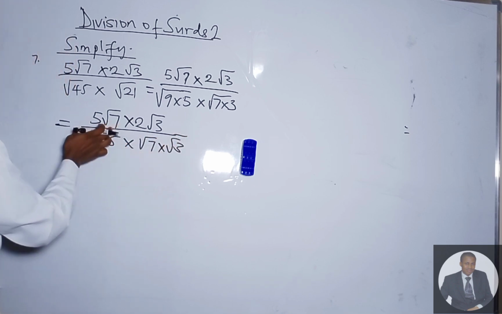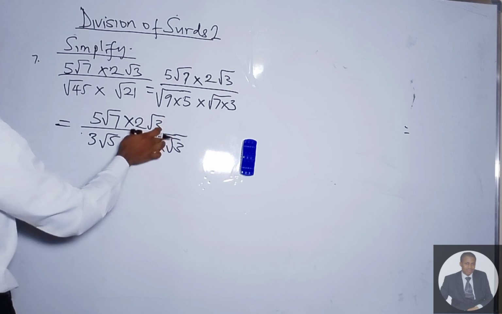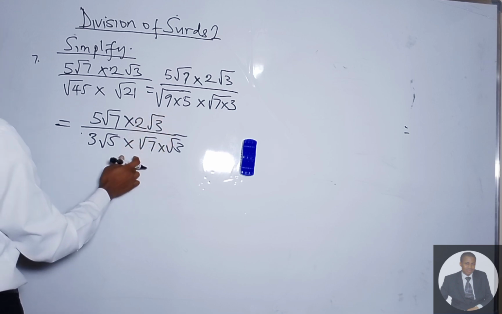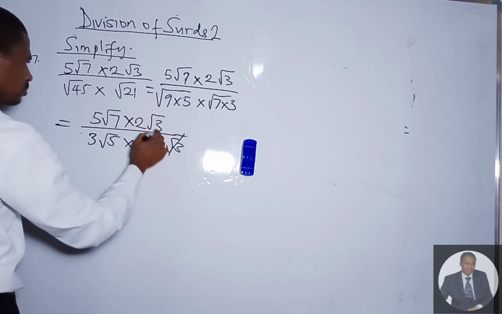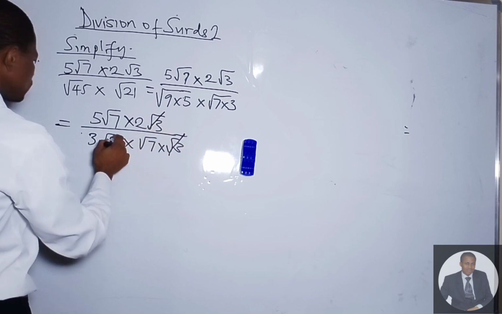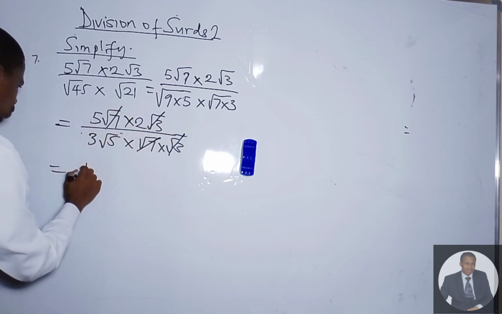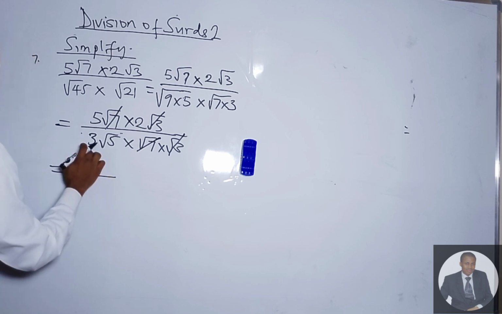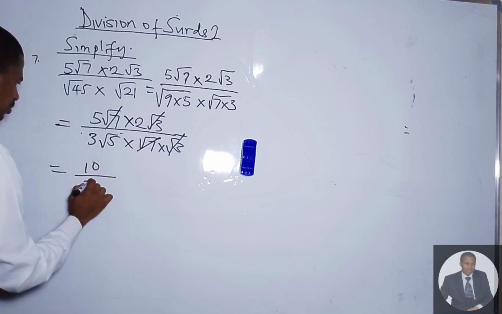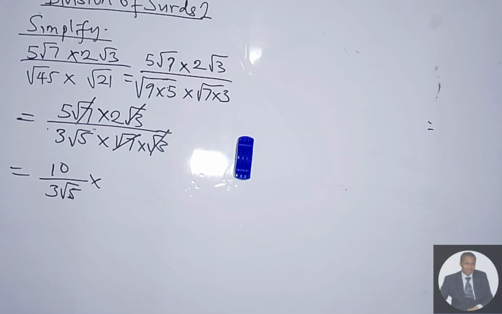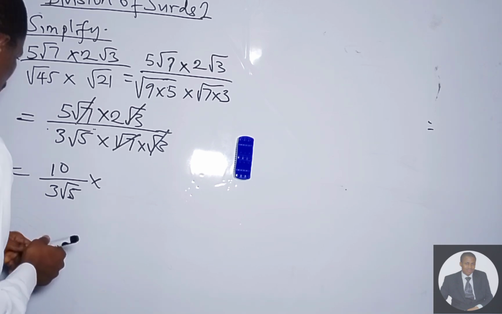We could see that there is root 3, there is root 7 at the numerator and at the denominator. So we cut them. Root 3 cancels root 3. Root 7 we cancel root 7. So we have 5 times 2, we have 10 all over 3 root 5.